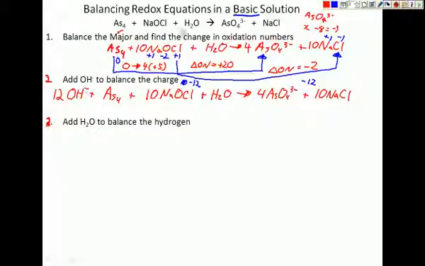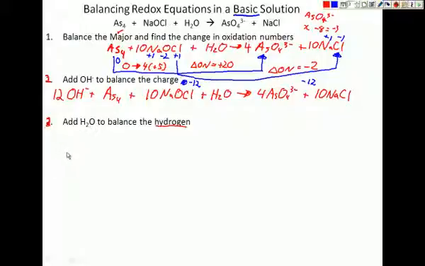Now what we're going to do is add H2O to balance the hydrogen. Normally we add H2O to balance the oxygen, but for this step, we're going to add H2O to balance the hydrogen. So a little bit different. Again, we're adding H2O to balance the hydrogen. So let's get to work here.